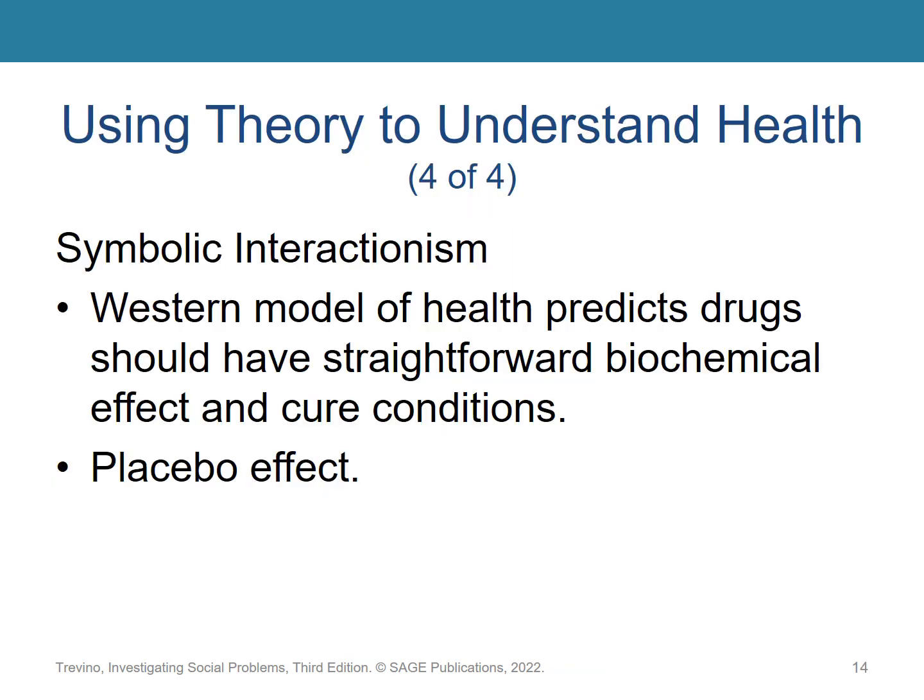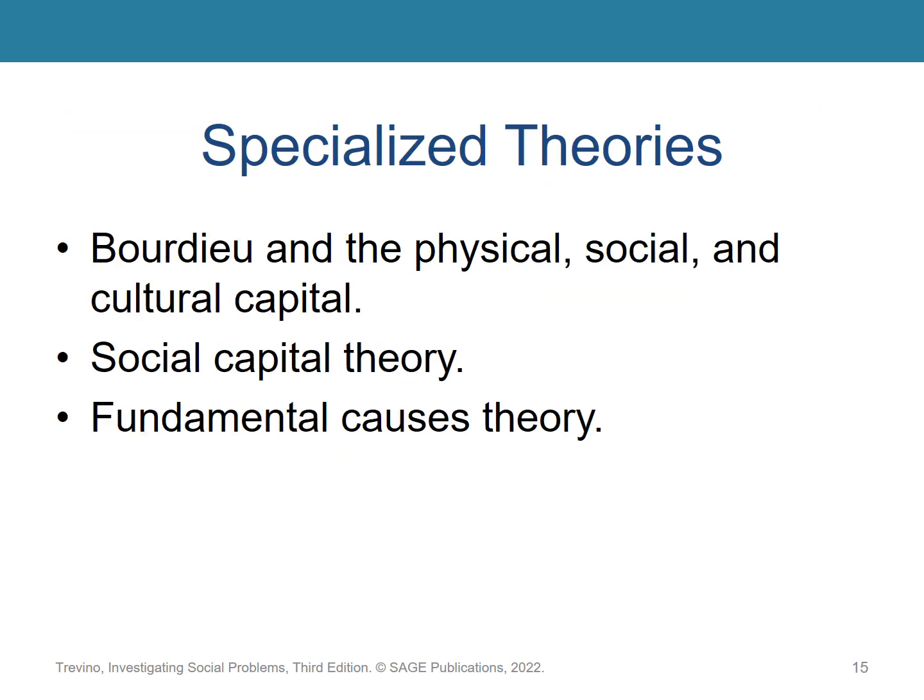Then, using a theory to understand, we have symbolic interactionism, in which the Western model of health predicts drugs should have straightforward biochemical effects and cure conditions. And sometimes we have a placebo effect too. Specialized theories: Bourdieu and the physical, social, and capital culture is very important to understand. So please be sure to review that. And then social capital theory and fundamental cause theory as well.